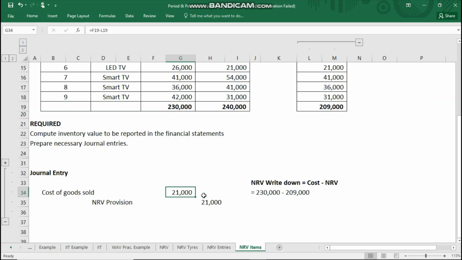So we need to take the difference of these two, and I have taken that difference, 230,000 minus 209,000, which is equal to 21,000. So I have made a journal entry. We all know that we have to expense out the amount of NRV write down, so we debit our cost of goods sold by 21,000 and we'll create a contra account for inventory with the name of NRV provision, and we will credit the NRV provision account.